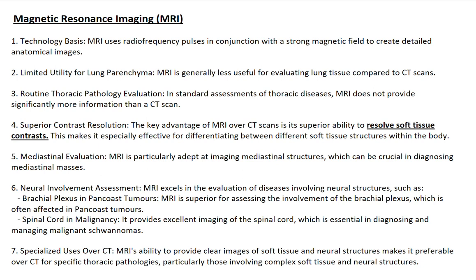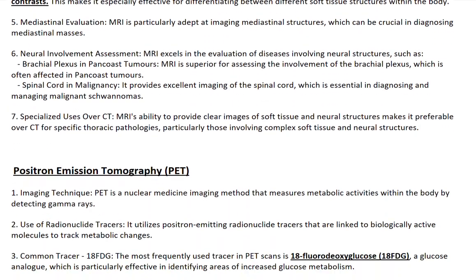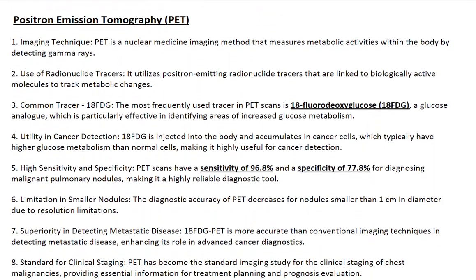6. Neural involvement assessment. MRI excels in the evaluation of diseases involving neural structures, such as brachial plexus in Pancoast tumors. MRI is superior for assessing the involvement of the brachial plexus, which is often affected in Pancoast tumors. Spinal cord in malignant schwannomas. It provides excellent imaging of the spinal cord, which is essential in diagnosing and managing malignant schwannomas. 7. Specialized uses over CT. MRI's ability to provide clear images of soft tissue and neural structures makes it preferable over CT for specific thoracic pathologies, particularly those involving complex soft tissue and neural structures.